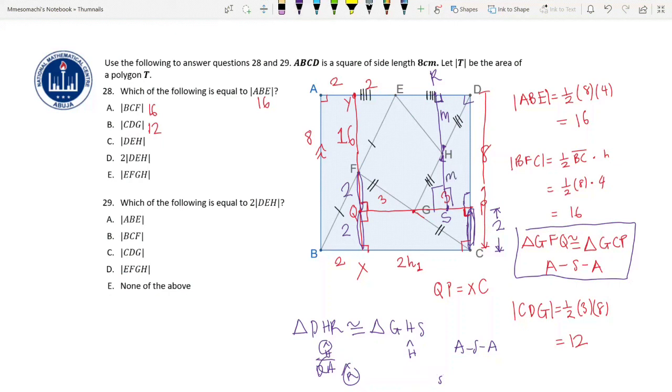So let me erase some things. You can always pause before I erase, so you can follow it better. So let me just fix what we've gotten.